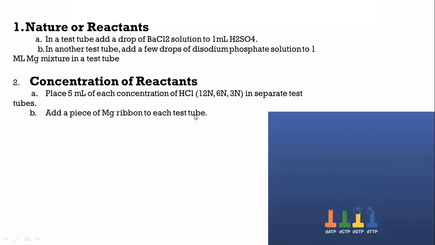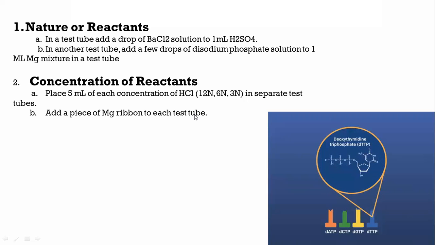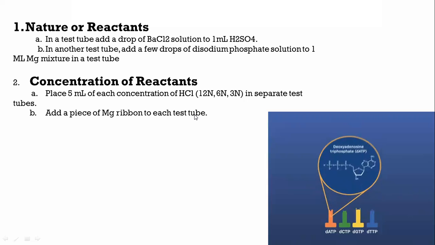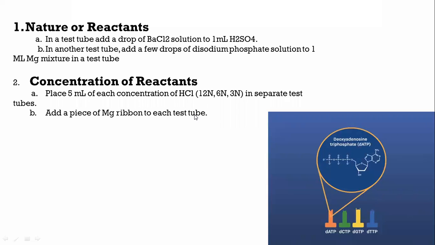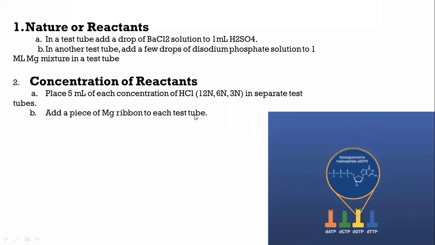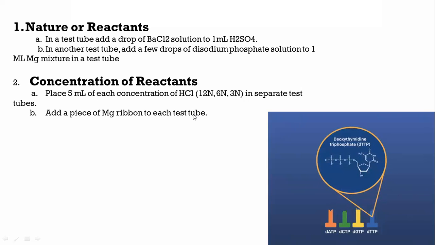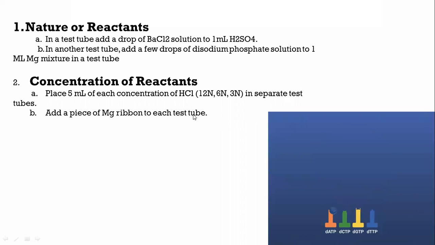Concentration of reactants. A. Add 5 ml of each concentration of HCl or hydrogen chloride in a separate test tube. B. Add a piece of Mg ribbon to each test tube.